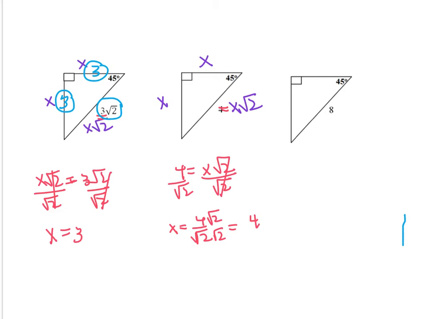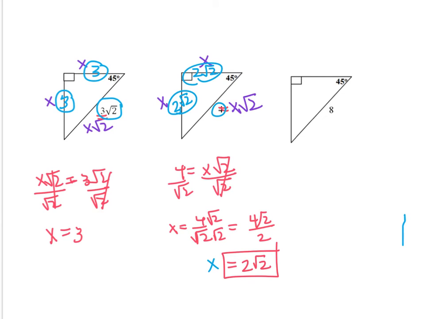And that leaves you with 4 square root of 2 over 2. And 4 square root of 2 over 2, you can go ahead and reduce the outside numbers, the 4 and 2, which leaves you with 2 square root of 2. That is what x equals. So you go back to your equation, and anywhere there's an x, we know that that is going to be 2 square root of 2. And then this side is 2 square root of 2. Hypotenuse 4.